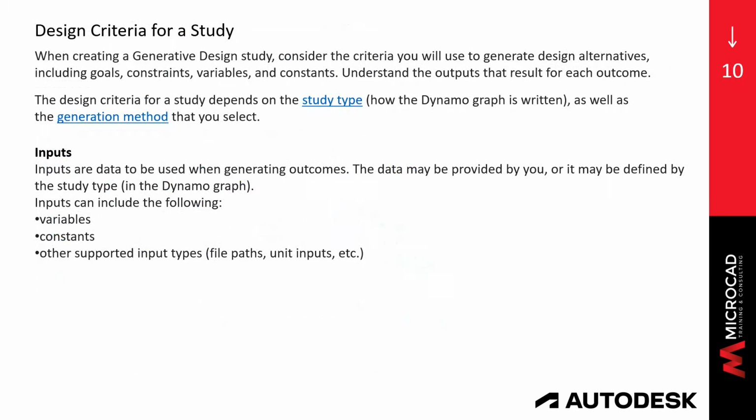So when you are generating a generative design, you need to consider criteria that you will use to generate design alternatives, including your goals, constraints, variables, constants. You need to understand the outputs that result for each outcome. So your inputs are a series of data that are going to be used for generating outcomes. The data may be provided by you or may be defined by the study type. And inputs can include variables, constants, or other supported input types.